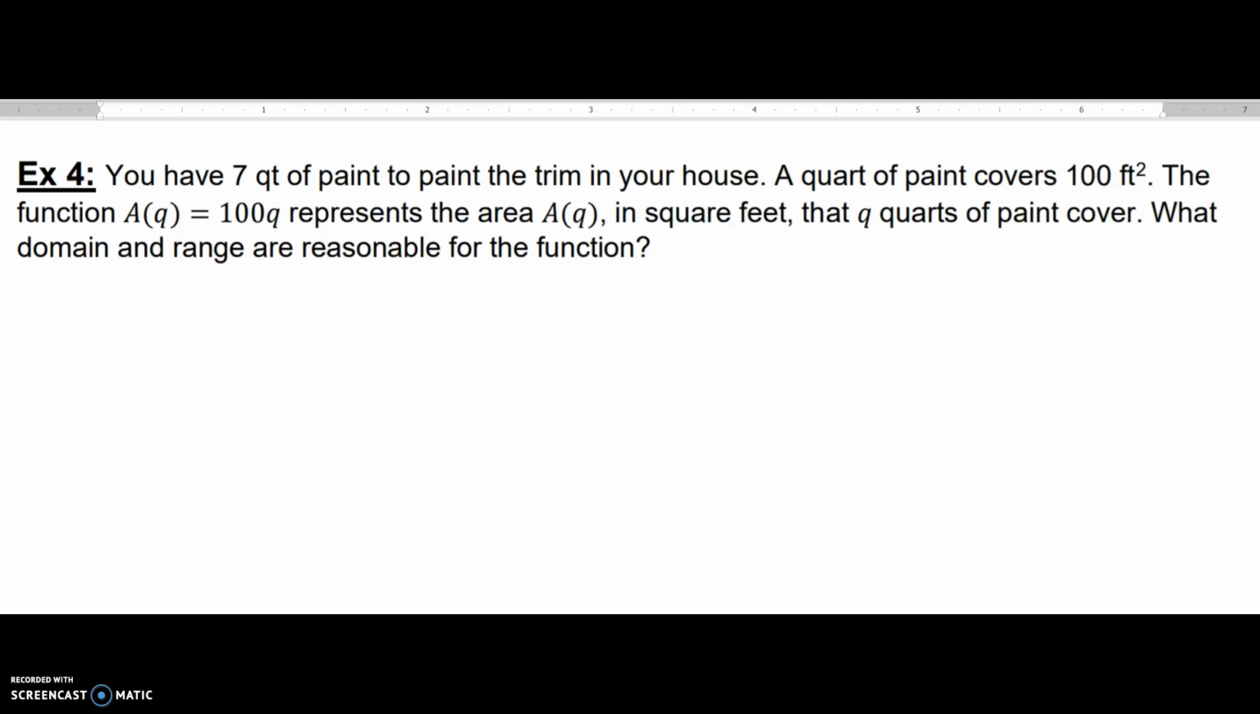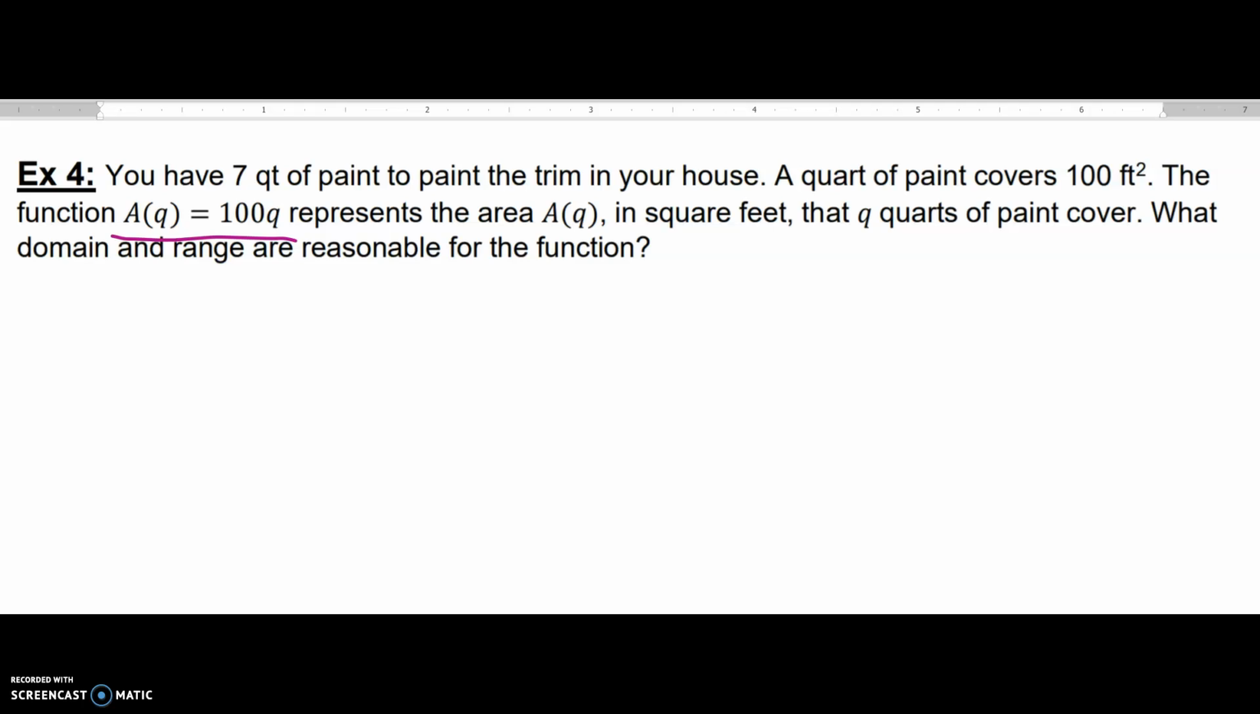Now we're going to look at our next couple of examples so we can see more about the meaning of function notation and how we are to interpret that. So example 4 says that you have 7 quarts of paint to paint the trim in your house. A quart of paint covers 100 square feet, and the function A of Q equals 100Q represents the area in square feet that Q quarts of paint cover.